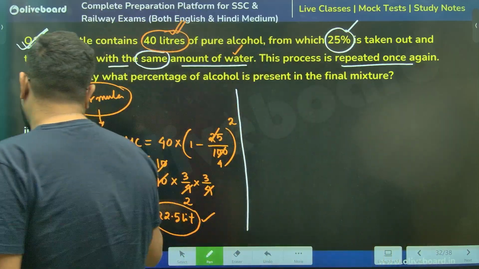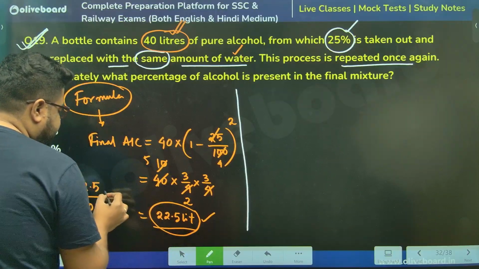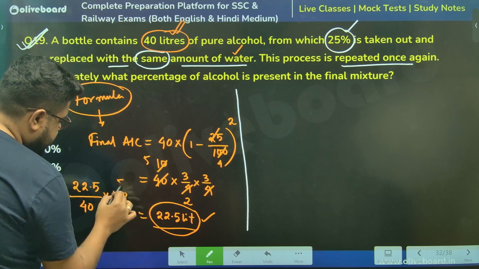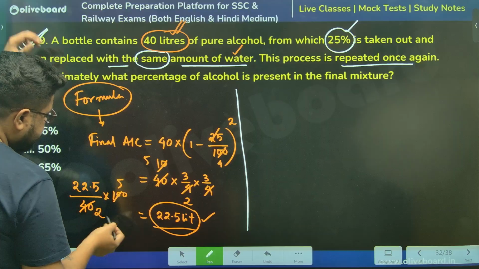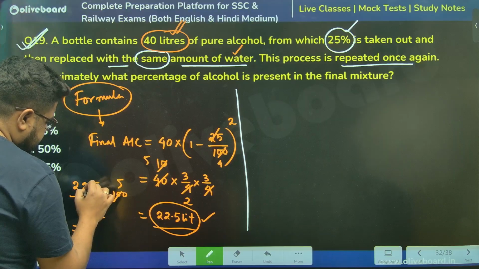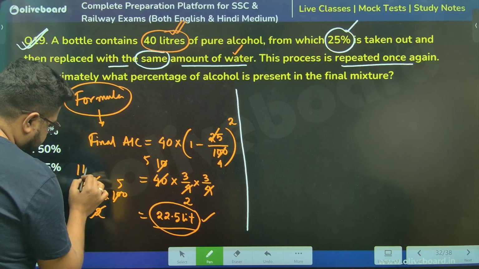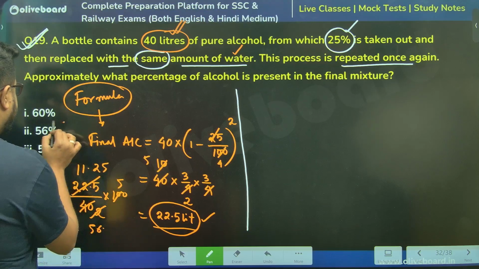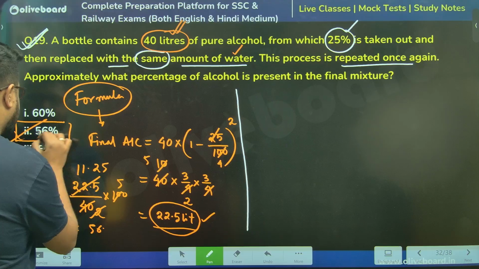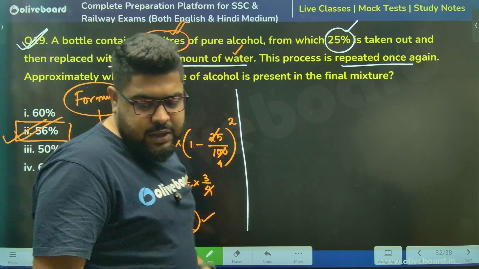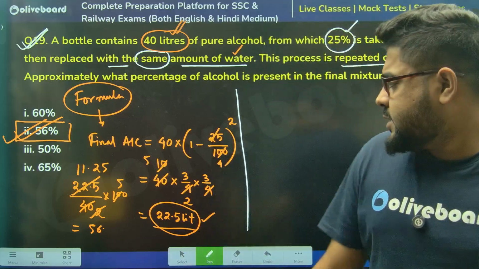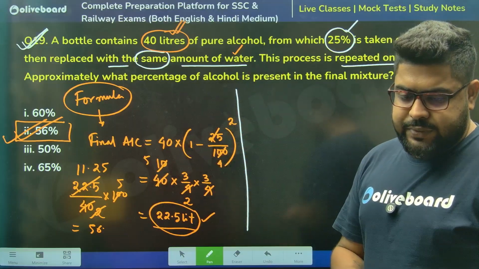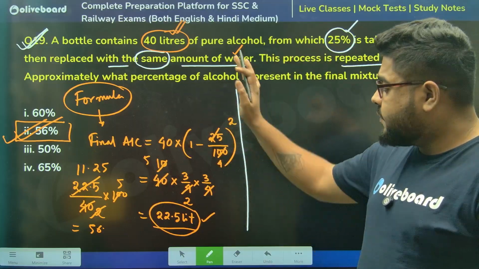So the simple question is now: 22.5 liters is what percentage of 40? Just do the calculation. It is 56 point something, meaning there is only one option, which is option number 2. This will be 56.25 actually. So that's your correct answer. This was the formula way.